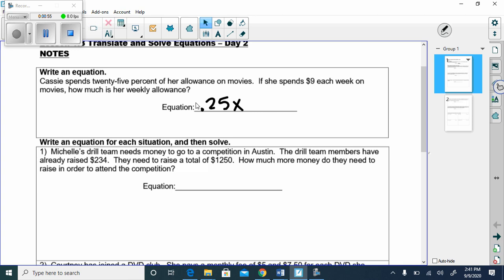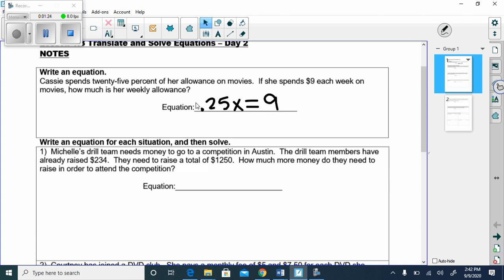Okay. So that's all the information they give us as far as how to set up, like if we're supposed to be adding, subtracting, anything like that, right? No, nothing less, nothing more. But then they say she spends $9 each week on movies. So how much total? 9. So we need to put equals 9.